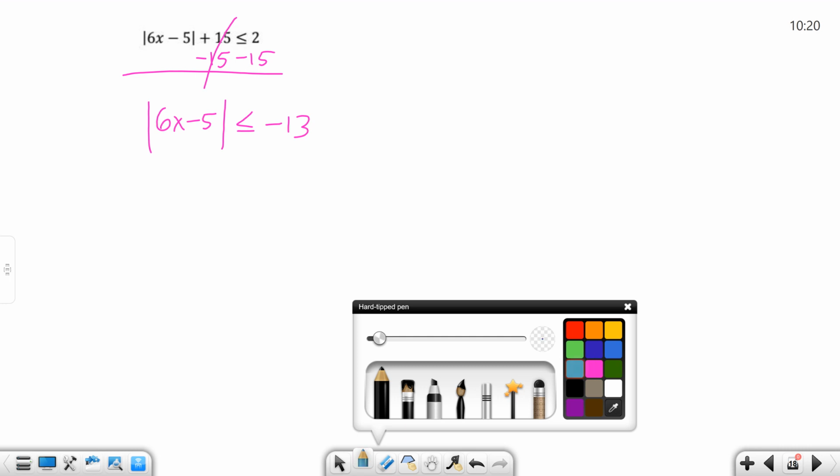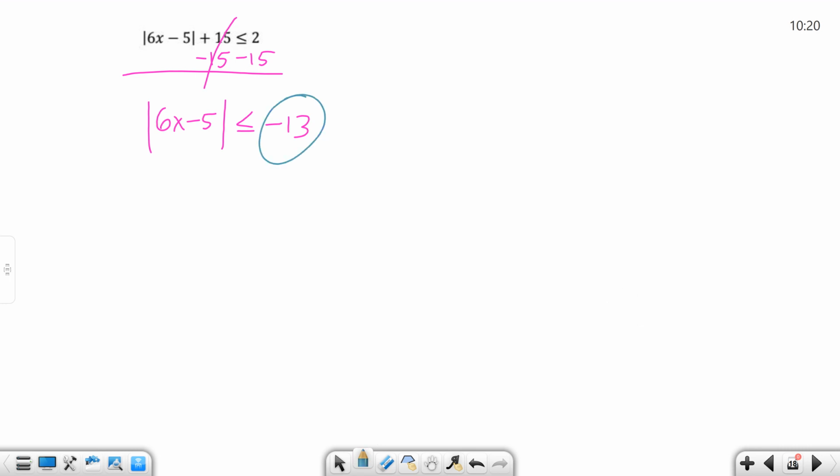And then I go, well, wait a minute. I got a negative here. I got a positive or 0 less than or equal to a negative. And when does that happen? Never.